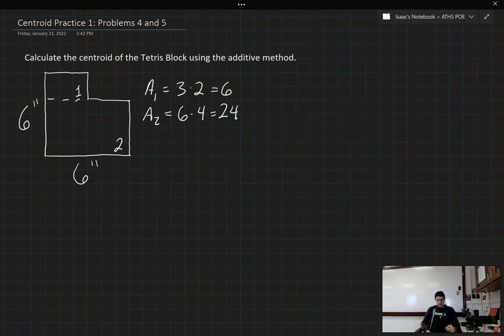I'm going to go ahead and calculate the total area while I'm at it. The total area is going to be the sum of these two numbers. So 6 plus 24 is going to give me a total area of 30.